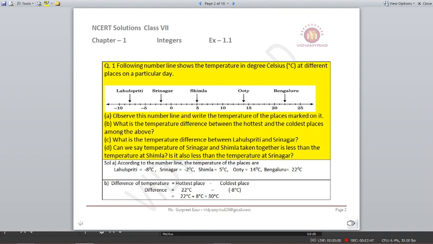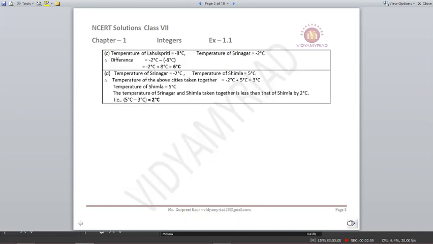Let's read the D part. Can we say temperature of Srinagar and Shimla taken together is less than the temperature at Shimla? Is it also less than the temperature at Srinagar? So let us see what is their temperature when they are taken together. So temperature when taken together will be minus 2 degrees Celsius, which is of Srinagar, plus Shimla is 5 degrees. It comes to be 3 degrees Celsius.